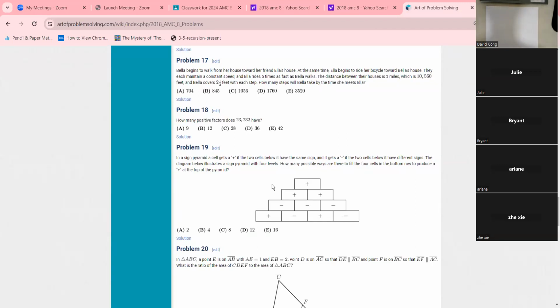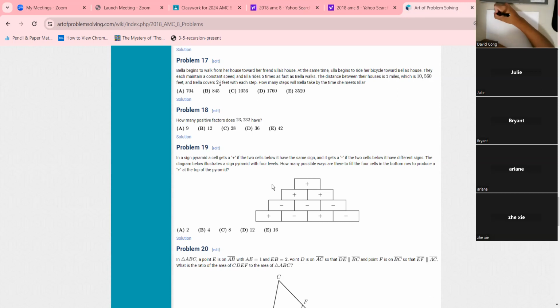Okay, so a sign pyramid. In a sign pyramid, a cell gets a plus if the two signs below have the same sign, and it gets a minus if the two signs below have different signs. The diagram below illustrates a sign pyramid with 4 levels. How many possible ways are there to fill the 4 cells in the bottom row to produce a plus at the top of the pyramid?